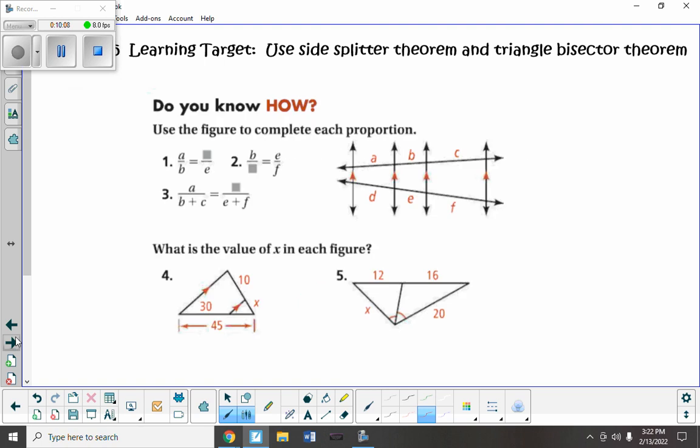All right, just a few little problems here. It says use a figure to complete each proportion. So A is to B as what is to E. A is to B as what is to E. Well, it's going to have to be D is to E.